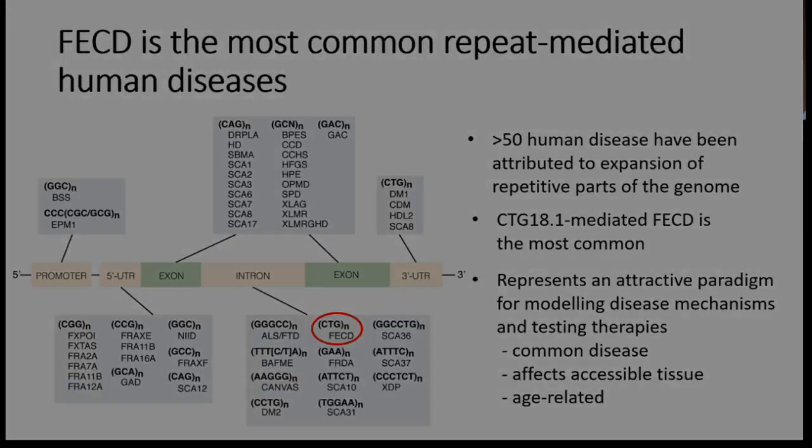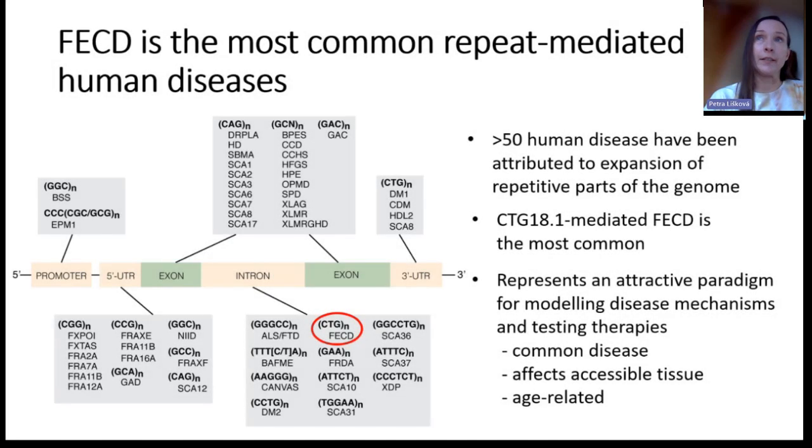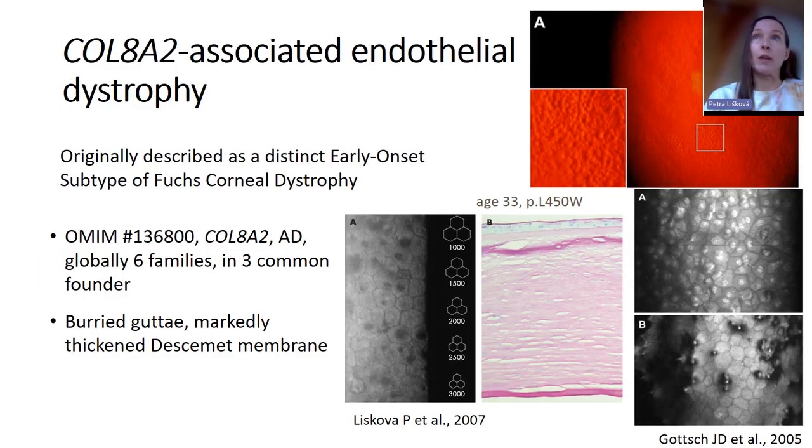CTG-mediated FECD. So remarkably, FECD is the most common human disease that has been attributed to the expansion of repetitive parts of the genome. And it represents an attractive paradigm for modeling disease mechanism and testing therapies. So now we will return to rare disorders.